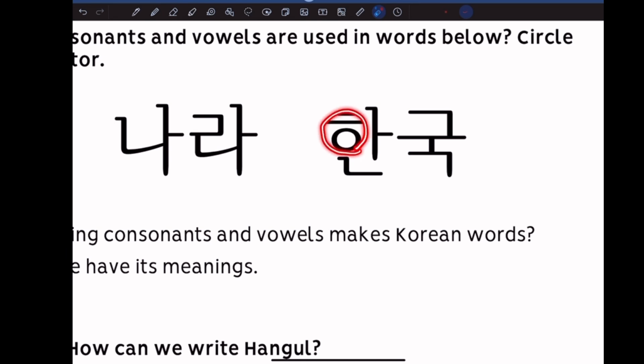So the h consonant and n, and the vowel a sound, as it combines, it's going to be pronounced as han. So the han. And the g sound over here, as it combines with the vowel u, it's going to be gu. With another consonant, the g sound, it's going to be pronounced as han, the gu sound, guk. So as in one word, it's going to be pronounced as Hanguk.